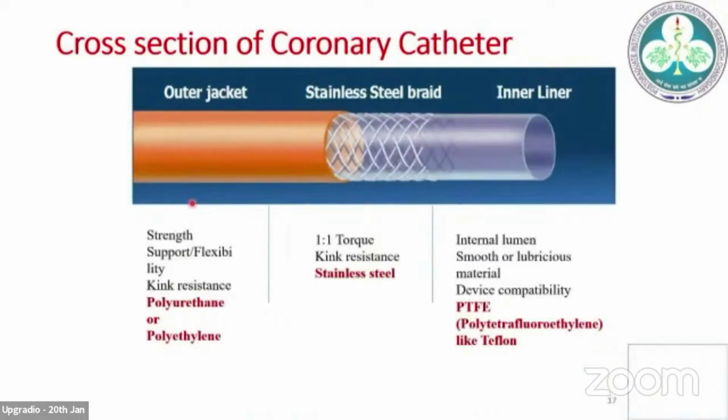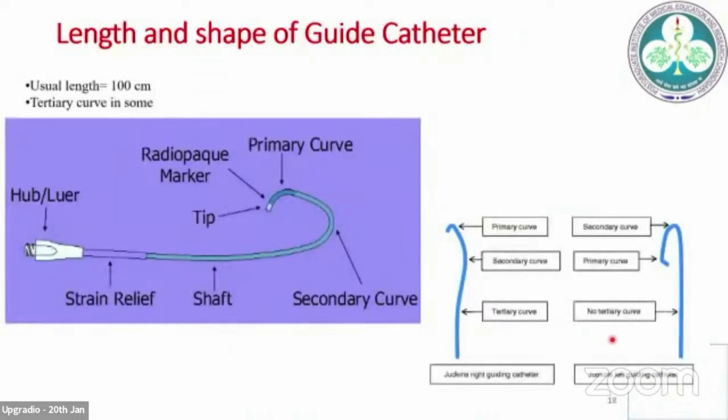Catheter-wise, you have a 3-layer catheter for the guide catheter for the PCI. The outer one is polyurethane or polyethylene, the middle one is stainless steel, which is kink resistant, and the inner one is PTFE, which is smooth and thrombus resistant. Most of the time, the catheter has a length of 100 to 110 centimeters. They have a primary, secondary, and tertiary curve. Left Judkins has a primary curve over here at the tip, and this is the secondary curve. For the Judkins right, you have an additional curve in the shaft, that's the tertiary one.